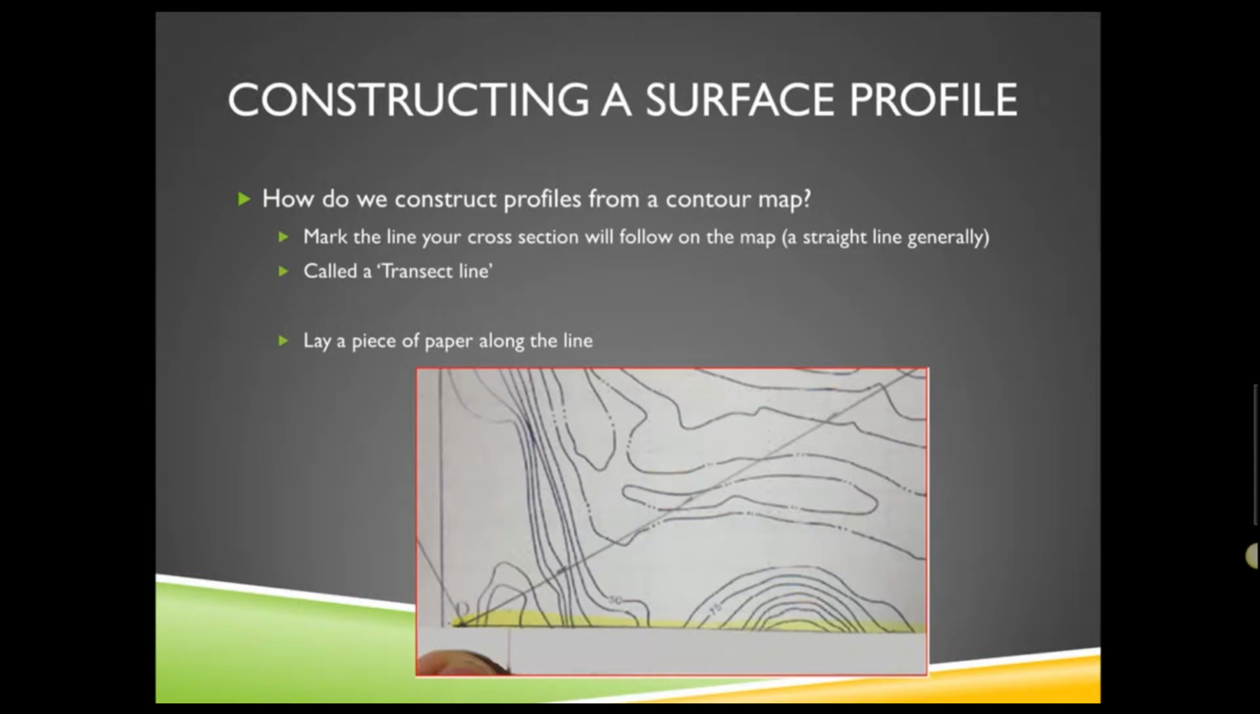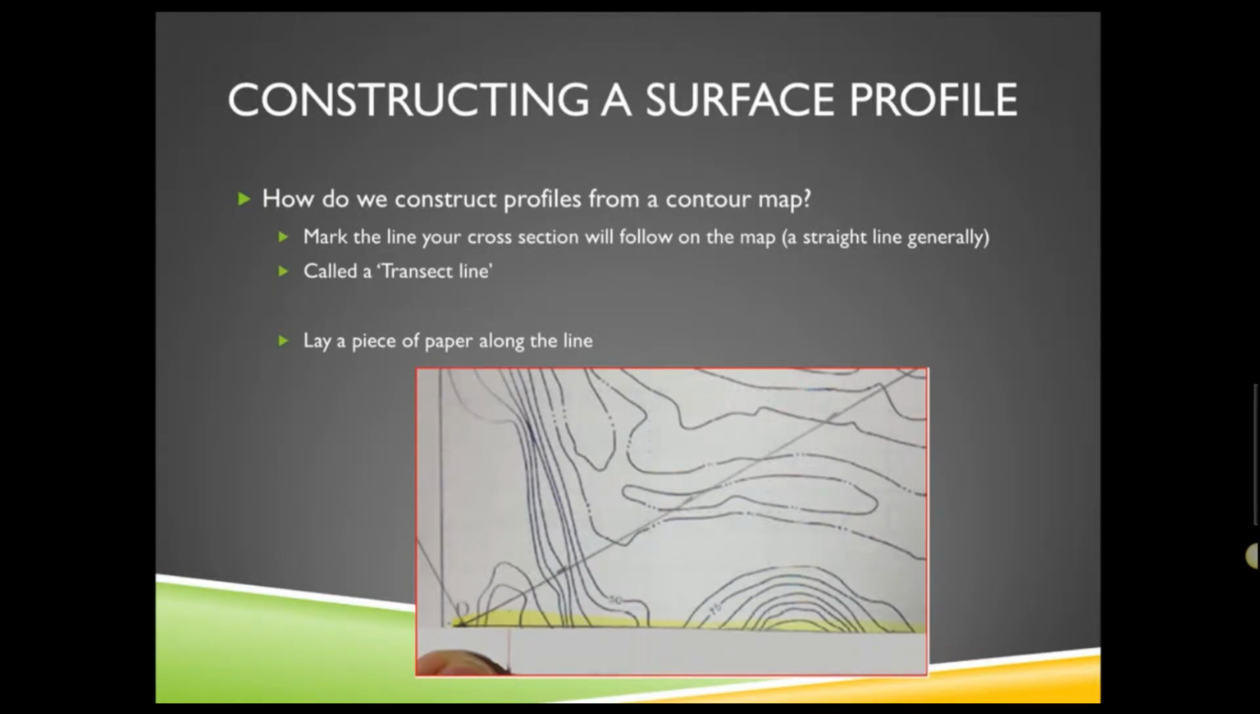So how do we do it? If we have our contour map, it looks something like this. We'll mark a transect line, and that's where we want to create the profile. That's the as-the-crow-flies line across the topography. That transect line is kind of our guide.